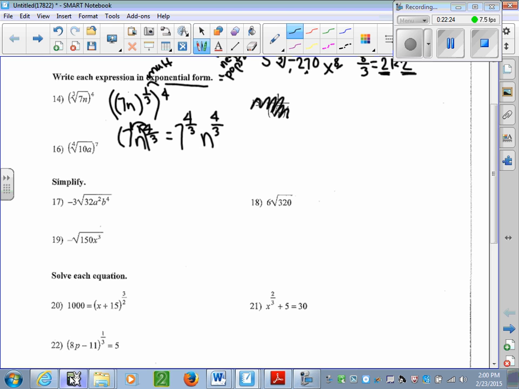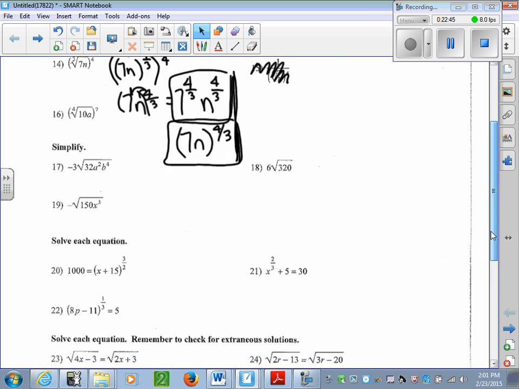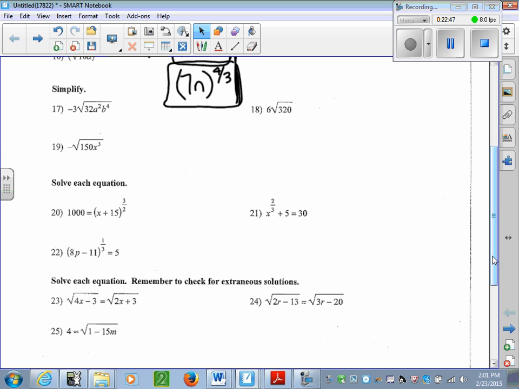so we would just leave it as this, or you can leave it as 7n to the 4/3. That would be acceptable as well. But realize that those two things are saying the same thing. Okay? All right, so do number 16 there. All right, so then we go on. Let's do one from this section. Let's do number 17. And I'll let you do 19 and 18.